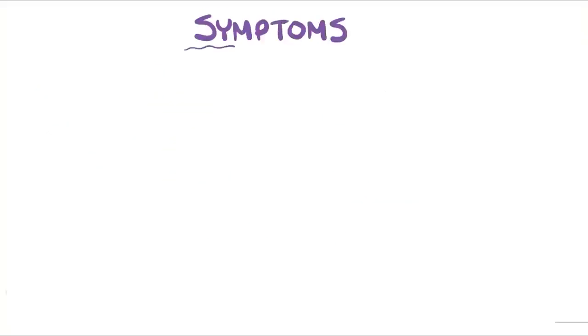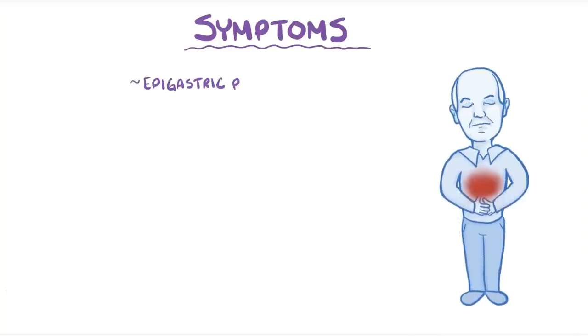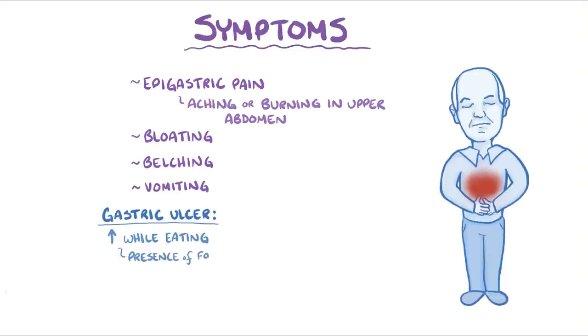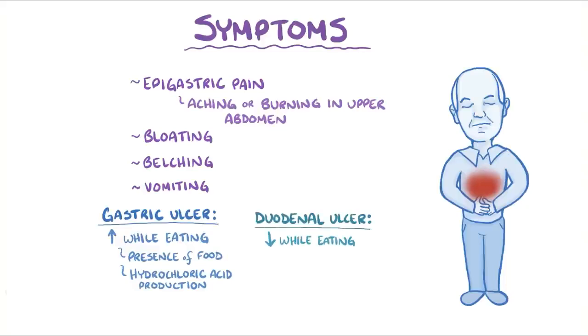The main symptom of gastric and duodenal ulcers is epigastric pain, which is an aching or burning in the upper abdomen. Other symptoms are bloating, belching, and vomiting. Classically, gastric ulcer pain increases while eating a meal due to the physical presence of the food, as well as the hydrochloric acid production stimulated by the process of eating. On the other hand, duodenal ulcer pain decreases while eating a meal. This might be why gastric ulcers are associated with weight loss, while duodenal ulcers are associated with weight gain.